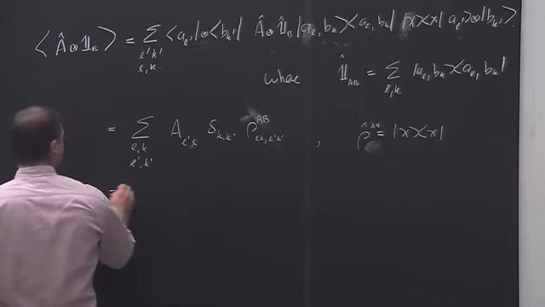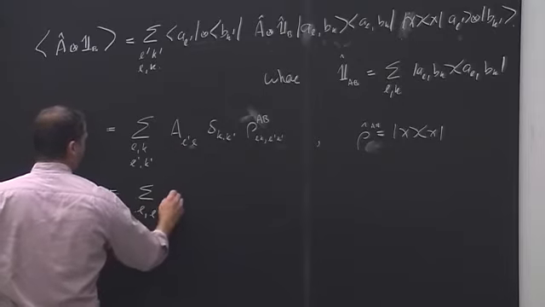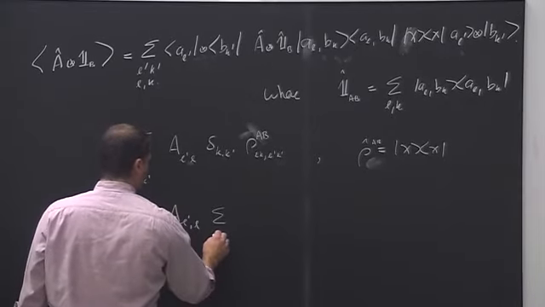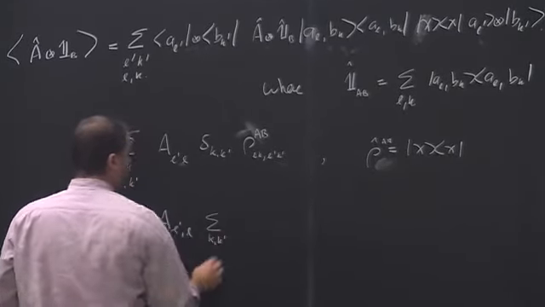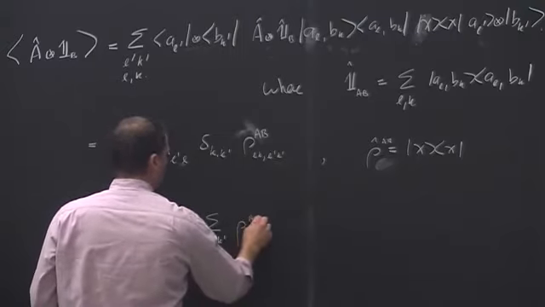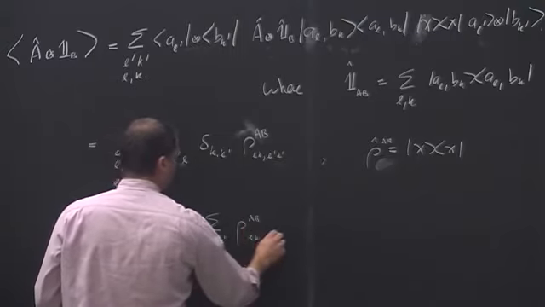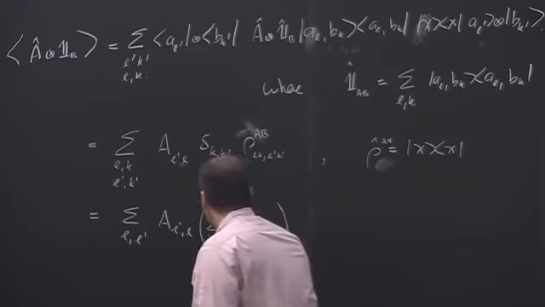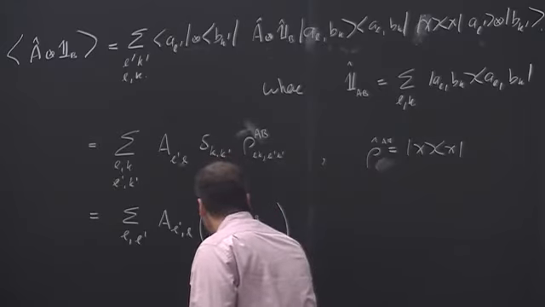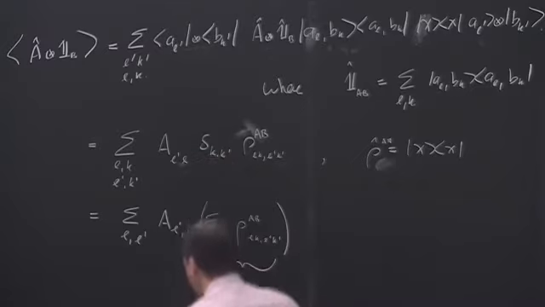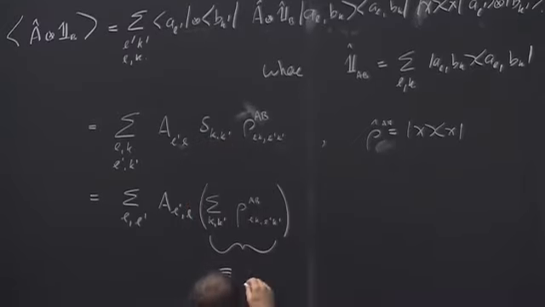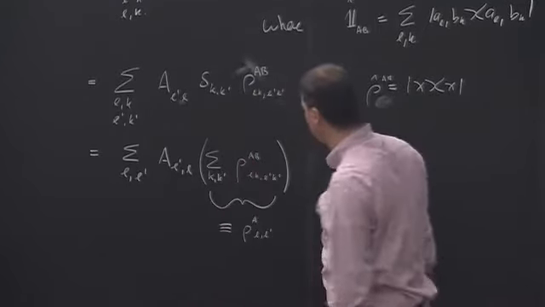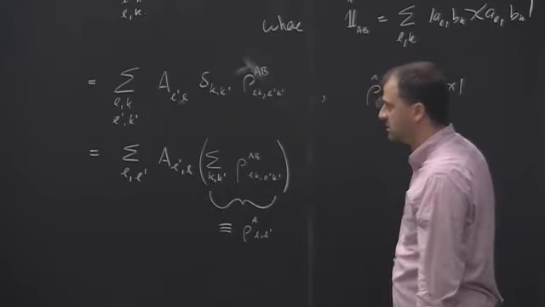So we can think of this as just the sum over L, L prime, A_{L'L}, times the sum over K, K prime, of rho_AB, LK, L'K'. All right, and then this piece here we will define to be rho_A, L, L', because I'm summing over K, K prime, so I lose the reference to those.